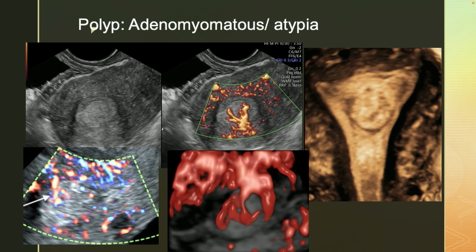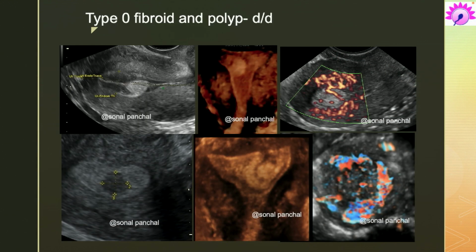Generally, we know that polyps have a single feeder vessel and they generally appear homogeneously echogenic. But whenever you see that the polyp appears mildly heterogeneous in echogenicity, as you are seeing here, or you also see that the vessels inside branch, that means it is either an adenomyomatous polyp or it is atypia. When the resistance in these vessels is less than 0.45, that is when atypia is suspected, but when the resistance is in the range of 0.5 to 0.6, that is when an adenomyomatous polyp is suspected.